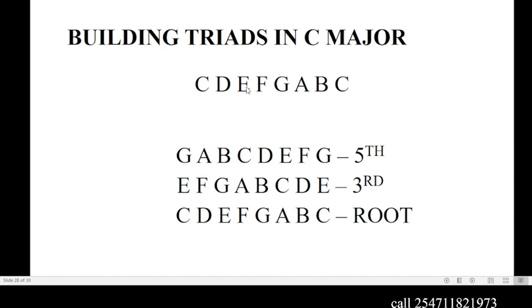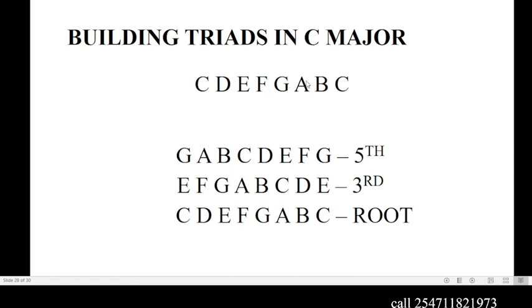Then the mediant triad will be E. 1, 2, 3 to G, the third. Then 1, 2, 3, 4, 5, that will be our fifth. Then it will give us E, G, B. E, G, B will be our mediant triad. The subdominant triad will be F, A, C. That is 1, 2, 3, the third, and 1, 2, 3, 4, 5, the fifth.